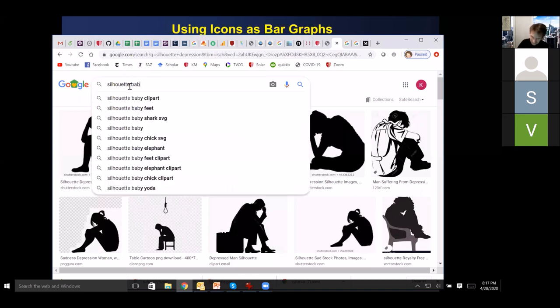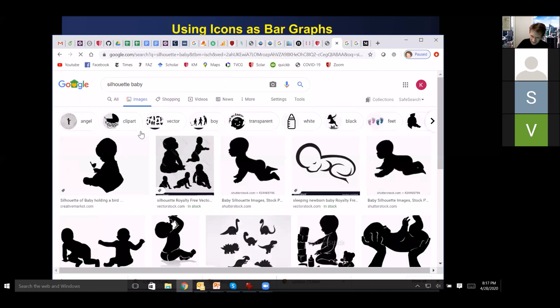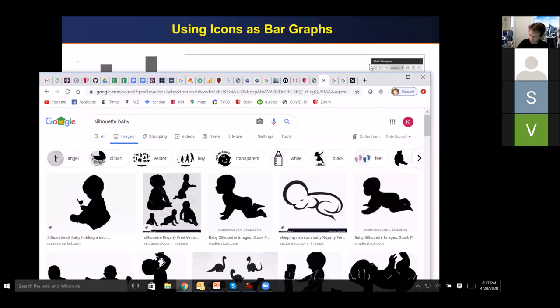You can also do silhouette baby. Let's do something nice. So you get a baby, and you can say different ages have different numbers of babies. This becomes the bar, and then you fill it more or less. You can get these silhouettes very easily, just with Google Image. Just say silhouette and you got it.